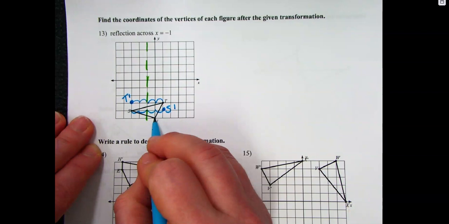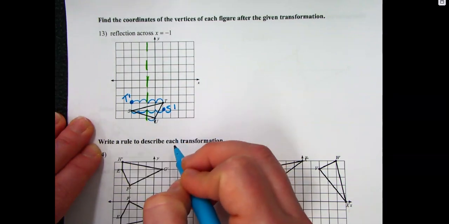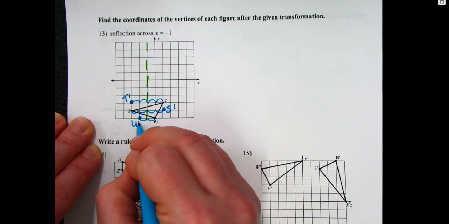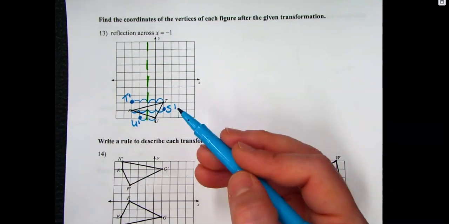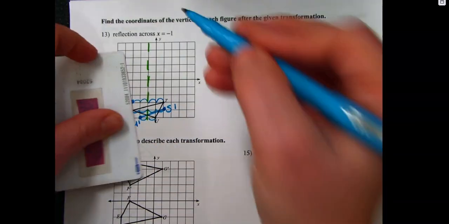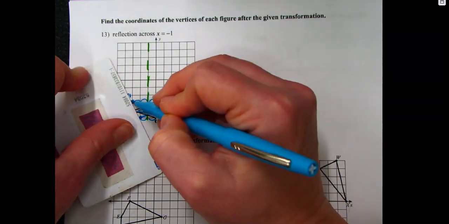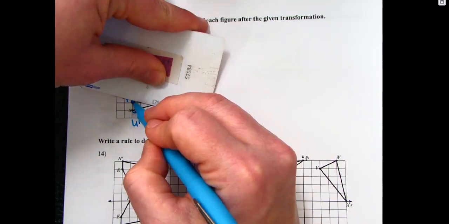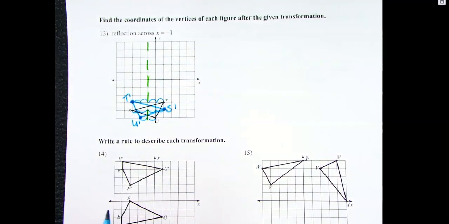U is only 1 unit off of the line of reflection. So I go 1 unit here. That gives me u prime. So it is just literally right on top of itself. And you're just counting those places just like that. So it's kind of hard to see.